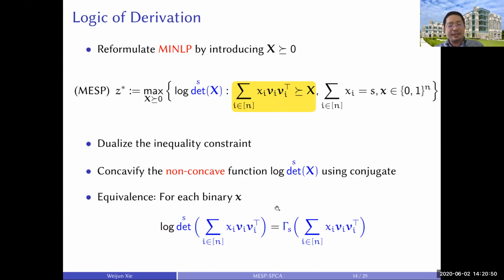The nice part about this result is that for any binary solution, the gamma function, which is a concave function, and the log determinant, which is not a concave function, touch at each binary point. This means the gamma S function formulation is essentially exact if we enforce the X variable to be binary.